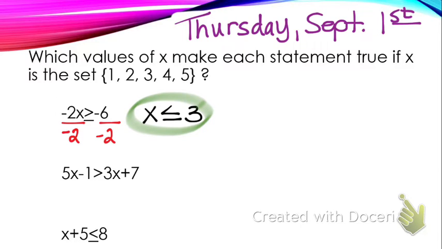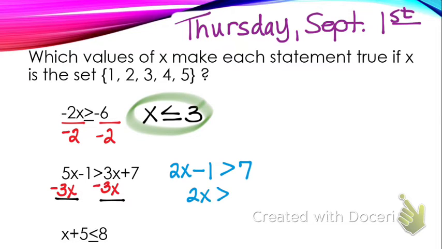Go ahead and solve the second one. Bring all your x's to the left, all the numbers to the right. Subtract 3x. So that would be 2x minus 1 is greater than 7. Now what would be the next step? Plus 1. So that would give you 2x is greater than 8.